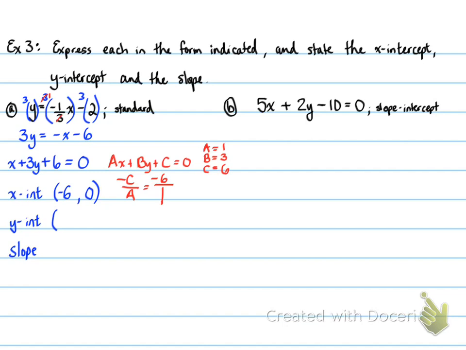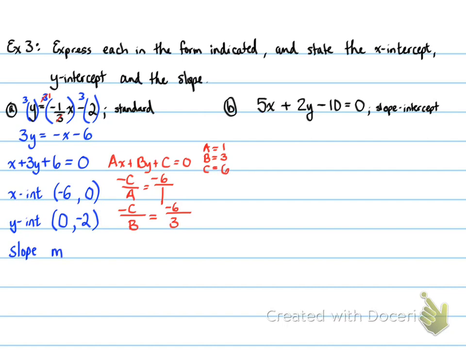Our y-intercept will be, as a coordinate, 0 something, and that is negative c over b. What is negative c? Negative c is negative 6 over b, which is 3. Negative 6 over 3 results in an answer for our y-intercept of negative 2. So 0, negative 2 is our y-intercept.